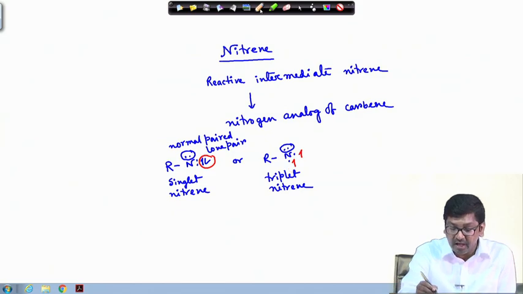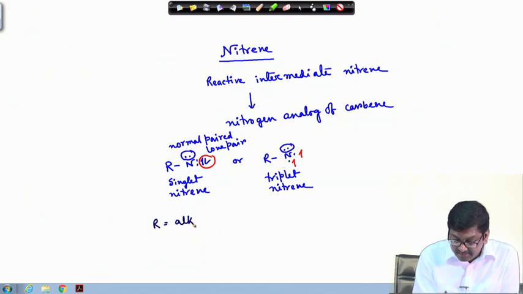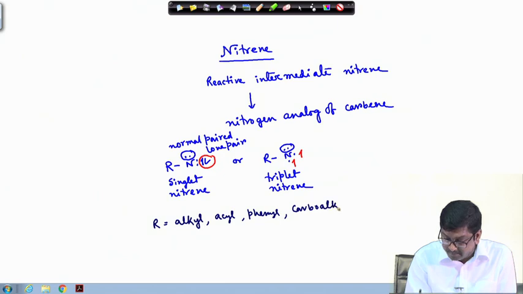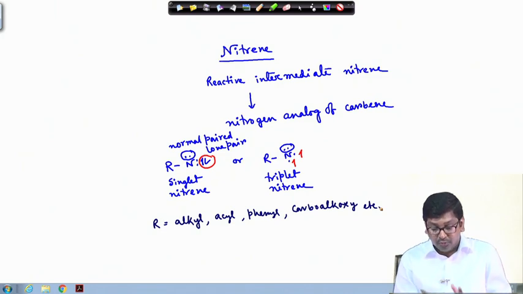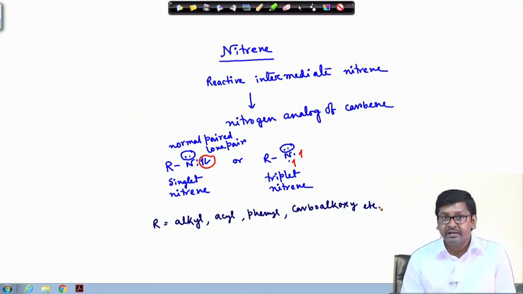So, in general what are these R? These R could be alkyl, acyl, phenyl, carboalkoxy, etc. So, this reactive intermediate species, that is nitrene, is like a singlet or triplet and is a nitrogen analog of the carbene, where R could be alkyl, acyl, phenyl, etc.